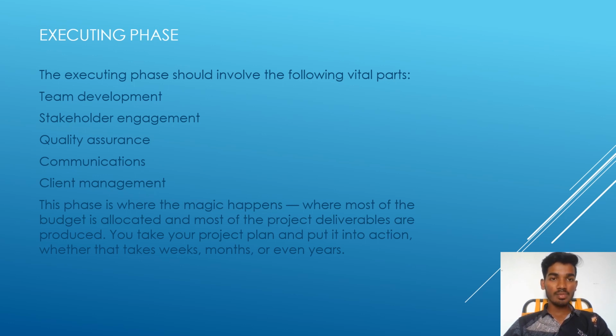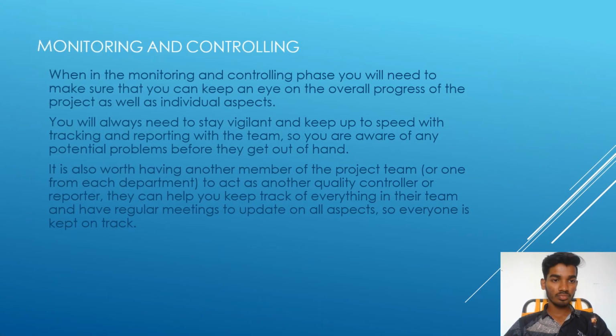And the next phase is monitoring and controlling of a project. In the monitoring and controlling phase, you will need to make sure that you keep an eye on the overall progress of the project as well as individual aspects. You will always need to stay vigilant and keep up to speed with tracking and reporting with the team, so you are aware of any potential problems before they get out of hand.